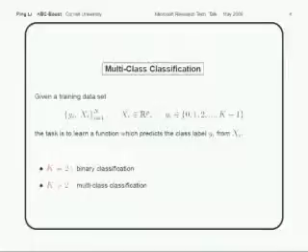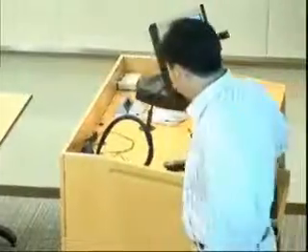A slightly more formal definition of multi-class classification: we're given the training data set, X and Y. X is feature vectors, which may be in P dimensions, and Y ranges from 0 to K minus 1. So we have a K-class classification problem. The task is to learn a function which predicts a class label Y from the Xi's. When K is equal to 2, this is a binary classification problem. When K is larger than 2, this is a multi-class classification problem, and this talk is about the case K larger than 2.